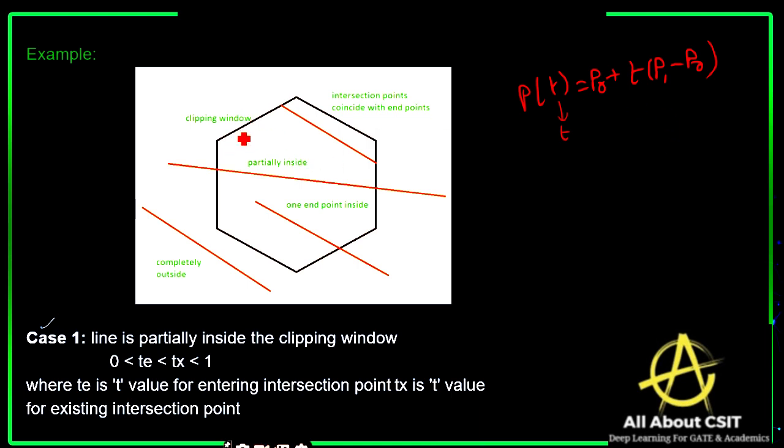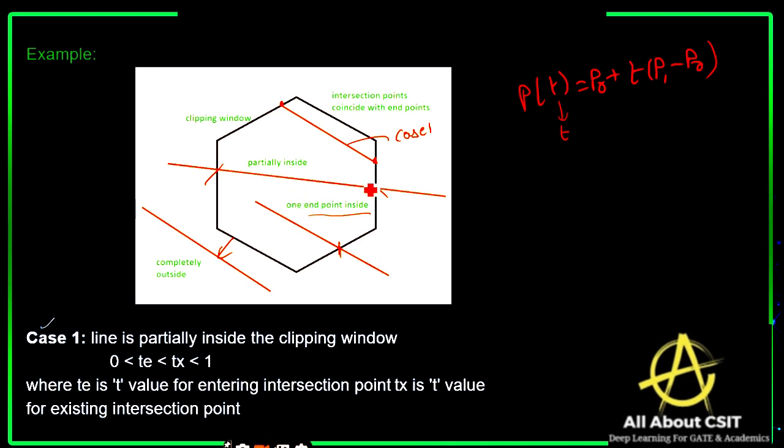See here, in the clip, this is a polygon. Here, the clipping window intersection points coincide with the end points. This is one condition, case 1. This is partially inside, and only one intersection point is there, and this is completely outside, and here two intersection points are there.